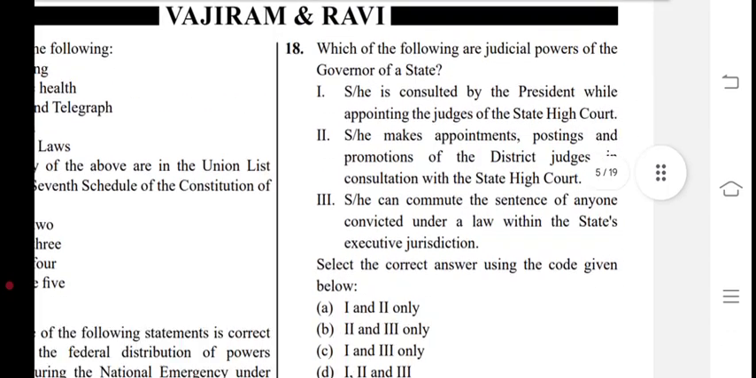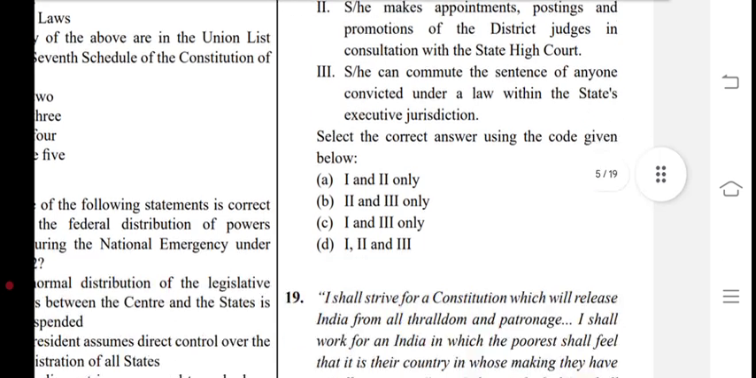Which of the following are the judicial powers of the Governor of a state? She is consulted by the President while appointing the judges of the state High Court, and she makes appointments, postings and promotions of district judges in consultation with the state High Court, and she can commute the sentence of anyone convicted under any law within the state's executive jurisdiction. Select the correct answer using the code given below. First, second, third, D is correct.